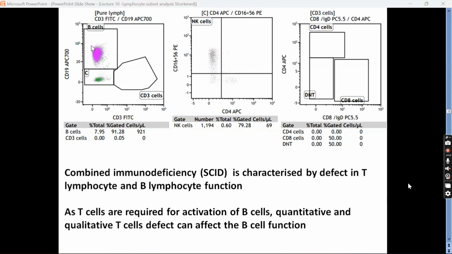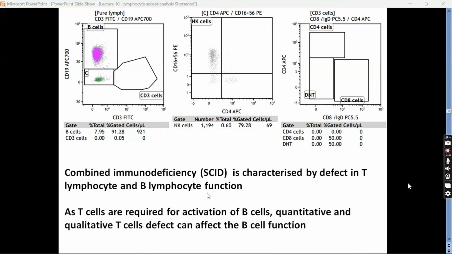If you don't have T cells, then the B cells are useless. That is the reason why whenever you don't find any T cells, though your B cells are there or your NK cells are there, still you call it combined immunodeficiency. Combined immunodeficiency is characterized by defect in T lymphocyte and B lymphocyte function.